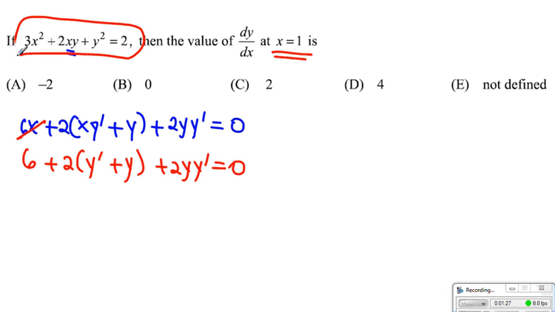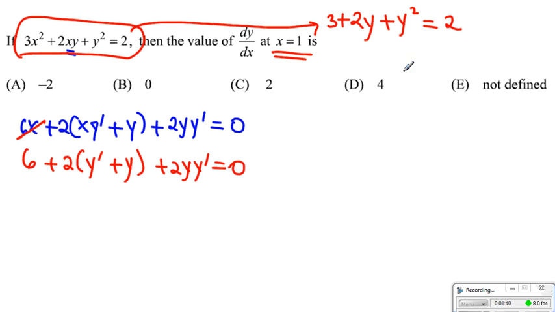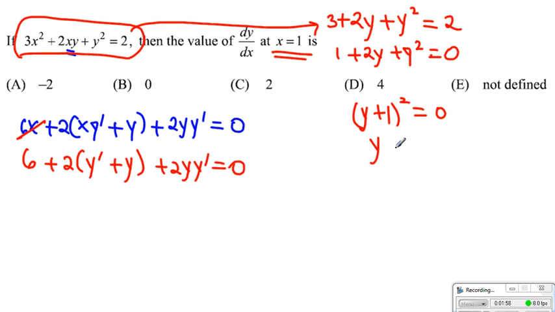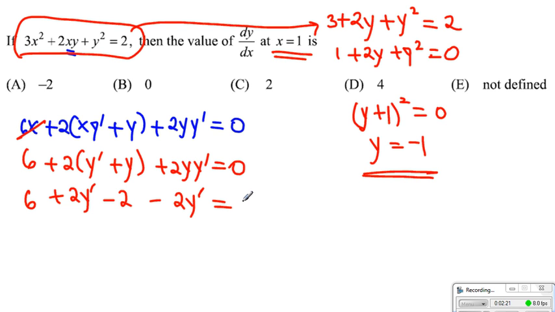When x equals 1, how does this equation look? We have 3 plus 2y plus y squared is equal to 2. When you subtract 2 from both sides, we get 1 plus 2y plus y squared is equal to 0. Since this is a perfect square, we get (y plus 1) squared is equal to 0, which gives us y as negative 1. That means when you plug in negative 1 here and also here, we get 6 plus 2y prime minus 2 minus 2y prime is equal to 0. But here you will realize that the y primes cancel out. That means 4 cannot be equal to 0, therefore dy over dx is not defined.